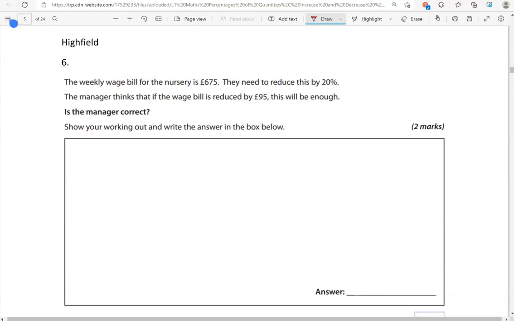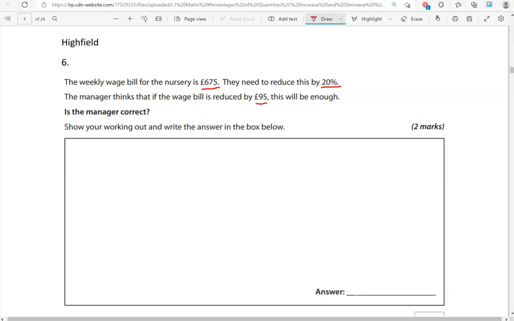The weekly wage bill for the nursery is £675. They need to reduce this by 20%. The manager thinks that if the wage bill is reduced by £95, this will be enough. Is the manager correct? Show your working out and write the answer in the box below.